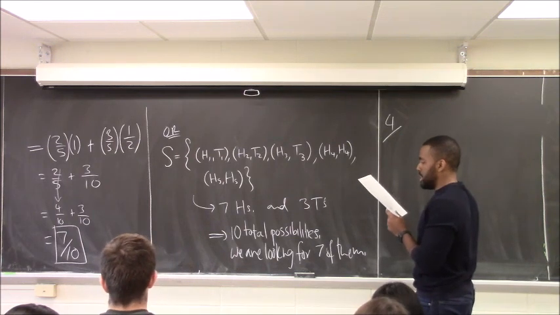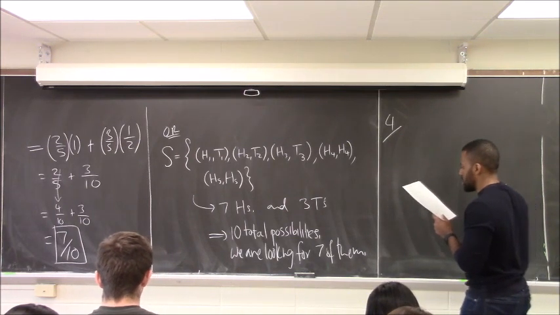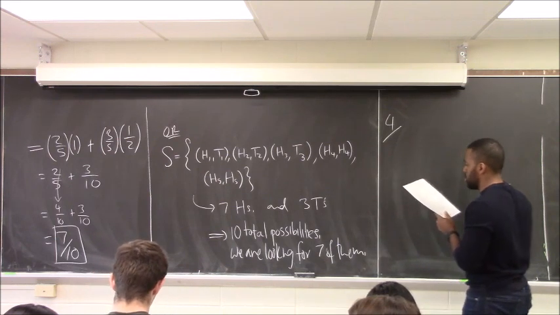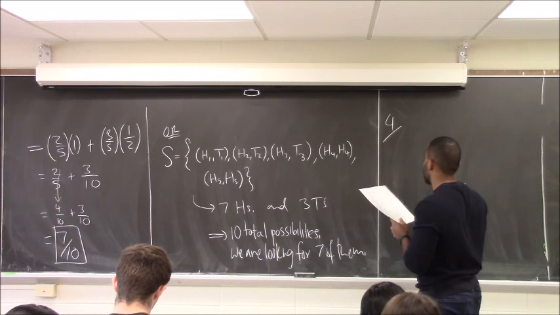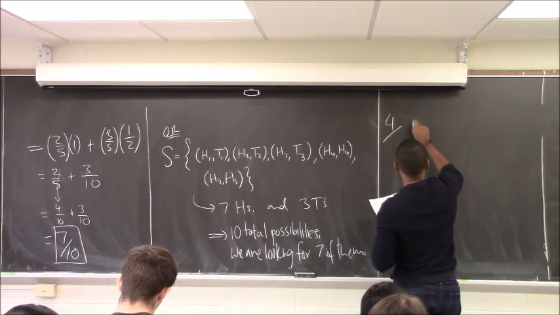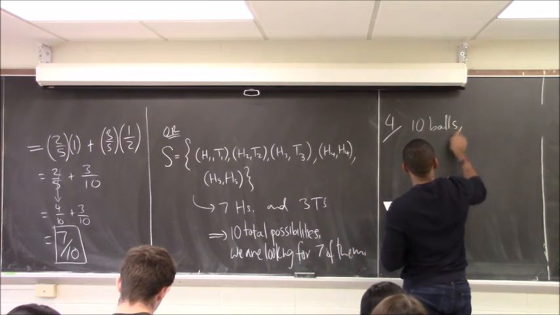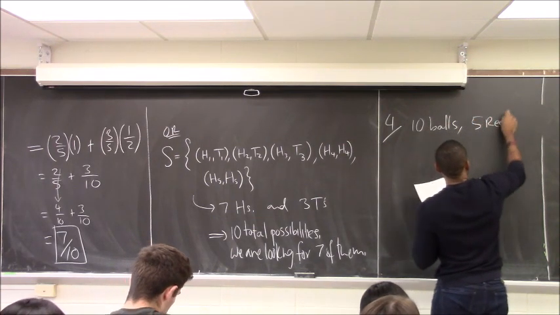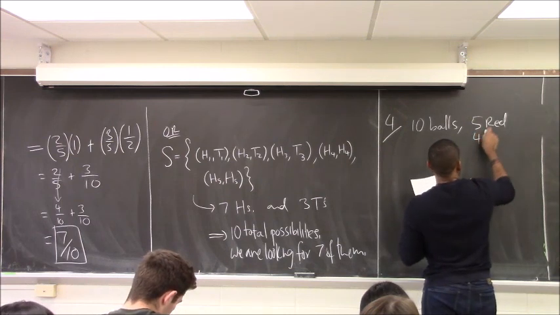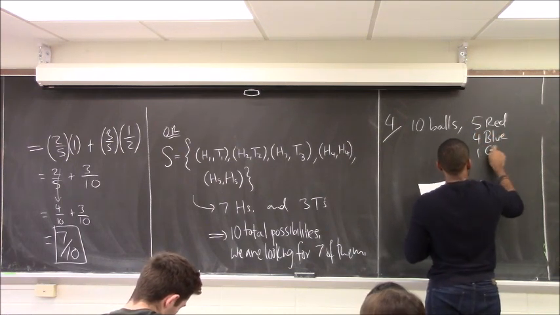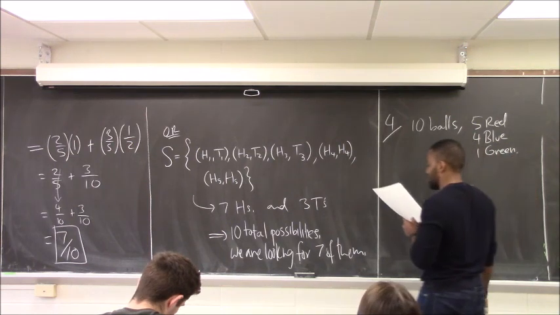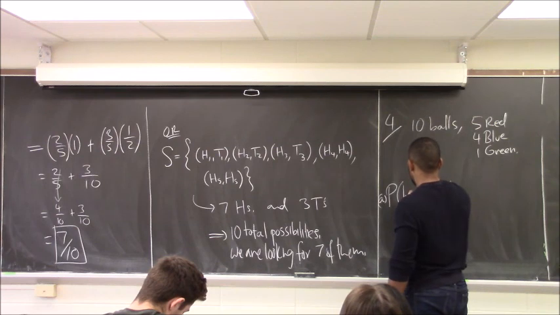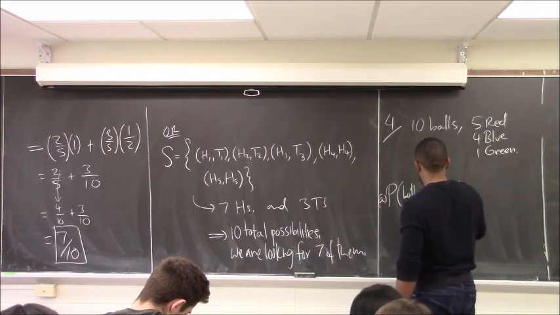A bowl contains 10 balls. 5 are red, 4 are blue, 1 is green. You select 2 balls at random. You replace the first selected ball before picking the second. What is the probability that both balls are green? So, where 5 are red, 4 are blue, 1 is green. Select 2, probability. So A, probability both green.